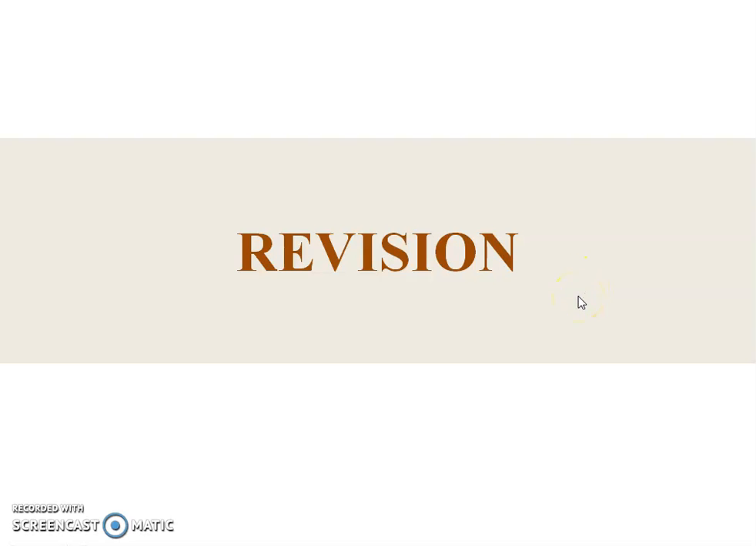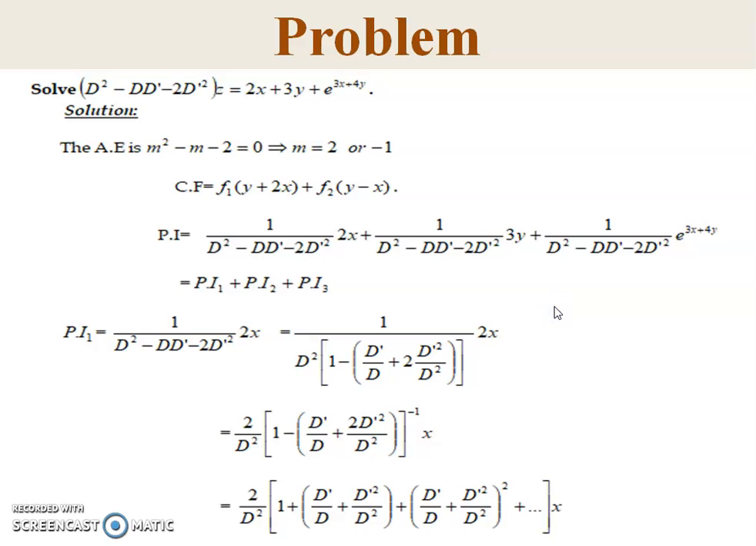Dear students, in this session we are going to do a revision on second order partial differential equations. First problem: solve (D² − DD′ − 2D′²)z = 2x + 3y + e^(3x+4y). This is the given partial differential equation.